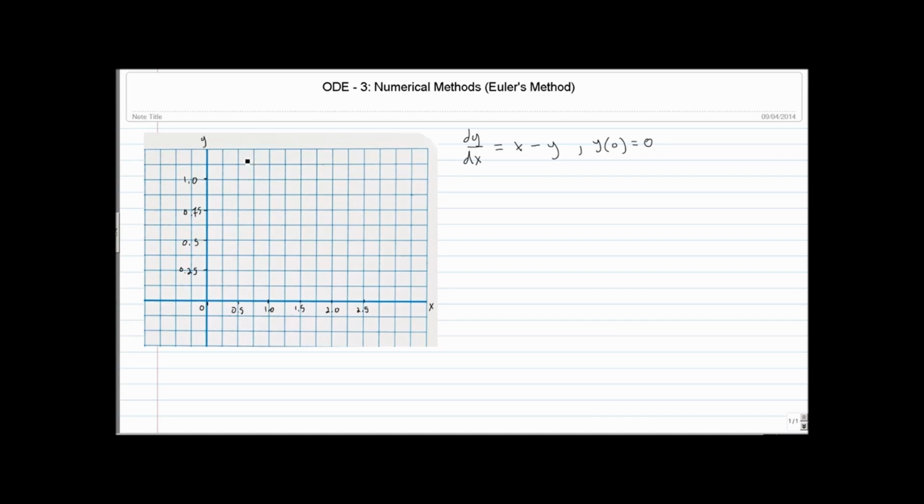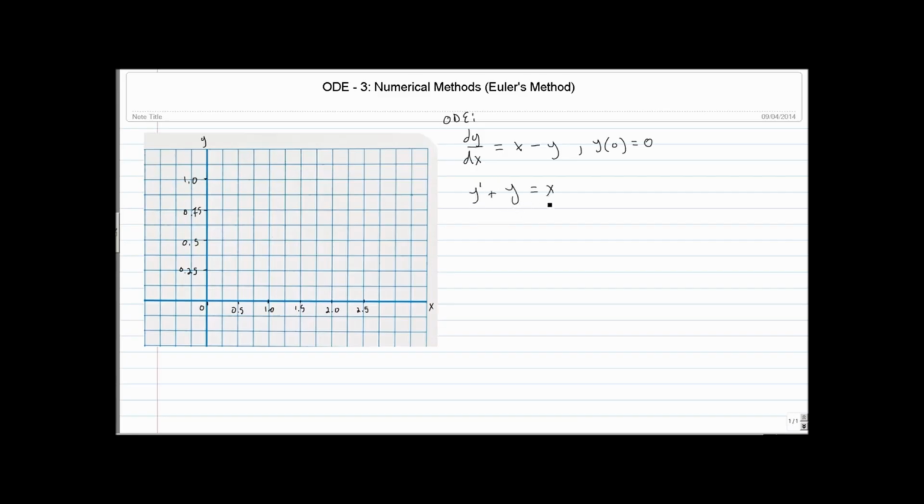Okay, so in this video I'm going to introduce Euler's method, which is a numerical method for solving ODEs. In future videos I'm going to show other forms of Euler's method, like the improved Euler's method and the implicit Euler's method. But for today I'm just going to show you Euler's method. Okay, so today we're going to look at this ODE. It's very simple.